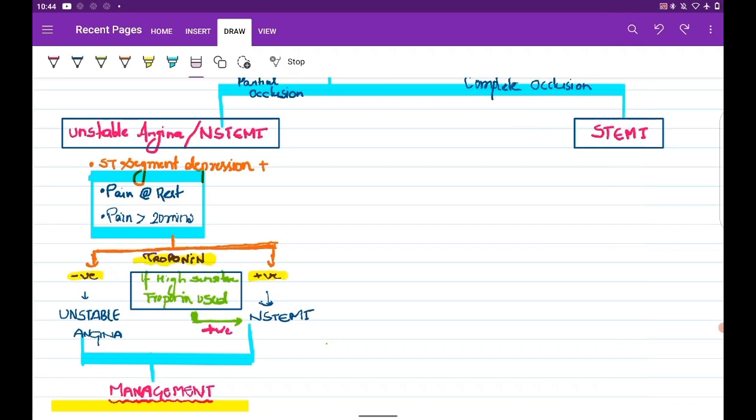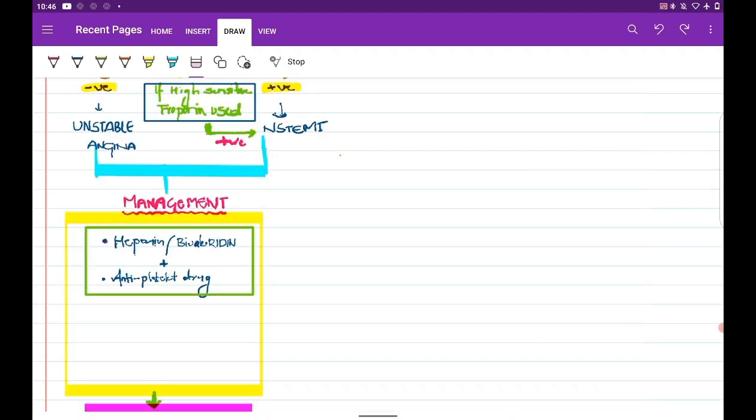One extra point: nowadays highly sensitive troponins are used for the test, so even a minor rise in troponin will be detected. If we use a high sensitive troponin, the test almost always comes out positive because minute quantities of troponin can be detected, and hence the concept of unstable angina is slowly going out of the books, because high sensitive troponins can be detected in the blood even in case of partial occlusion of the blood vessel. Now we'll talk about how to manage unstable angina or NSTEMI. The management for both of them is similar.